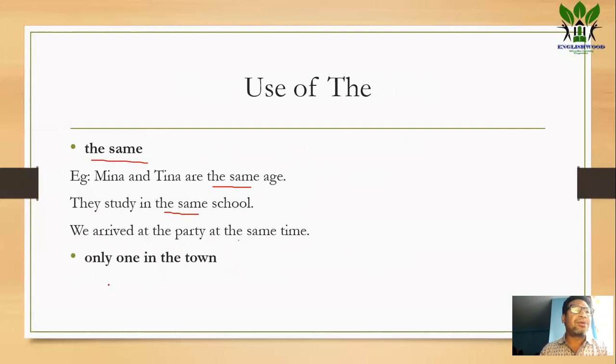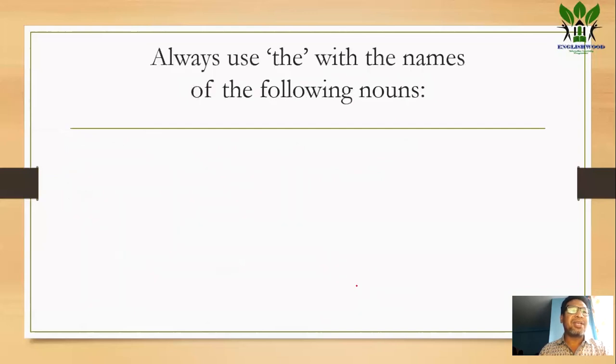Only one in the town. When something is the only one in the town, in the universe, we use "the". For example, the police, the army, the fire brigade, the city center. The Labi Mahal is the city center.